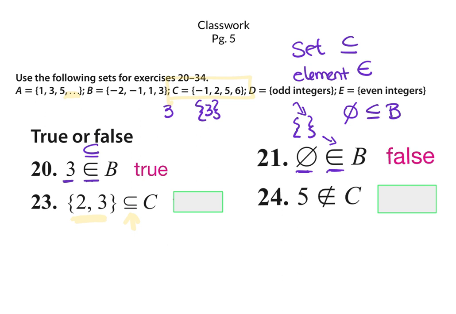So the notation is all correct. It is false, and why is it false? There is no 3, all right? There is no 3. All right, let's look at the next one.